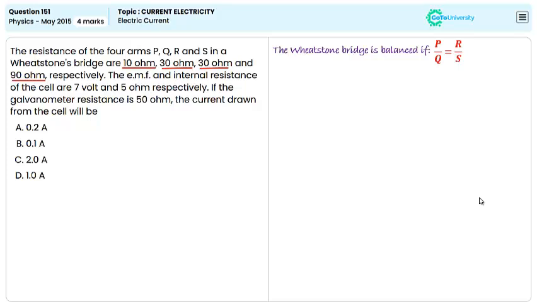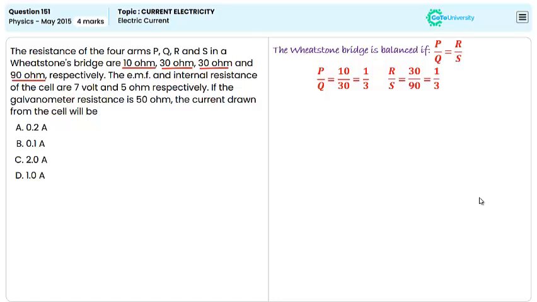P by Q is equal to 10 by 30, which is 1 by 3. And on the right hand side, R by S is equal to 30 by 90, which is 1 by 3. Since P by Q is equal to R by S, the Wheatstone bridge is balanced, meaning no current flows through the galvanometer.